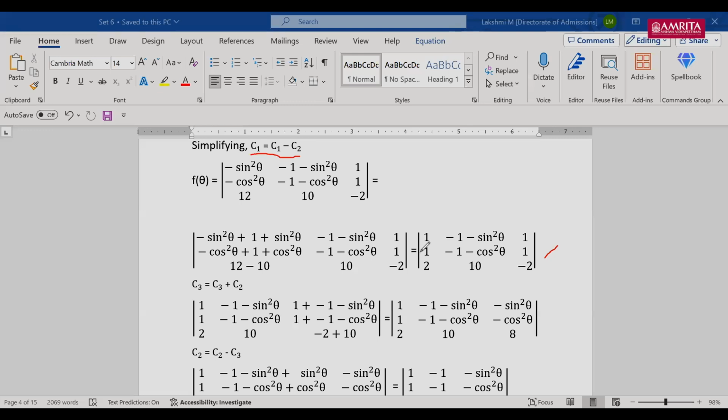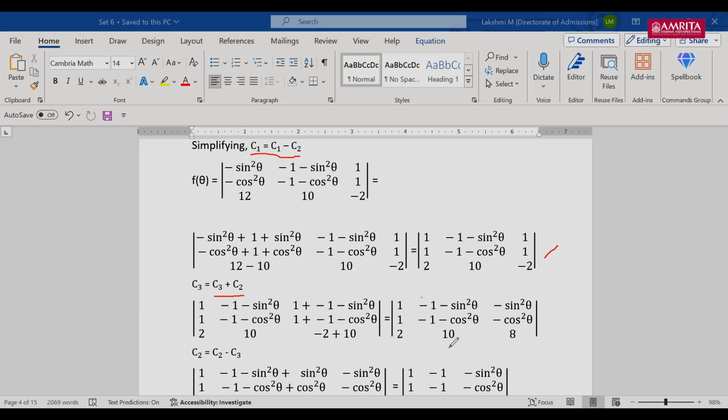Now you could see these two are having these values. So I'm just going to substitute C3 equal to C3 plus C2. So what will it be? 1 plus minus 1 minus sine square theta, 1 minus 1 minus cos square theta, 10 minus 2. So I've simplified this this way. It's 1, 1, 2, minus 1 minus sine square theta, minus 1 minus cos square theta. This is sine square theta and this is cos square theta. If I'm just solving for these two, it's simplified again, right?